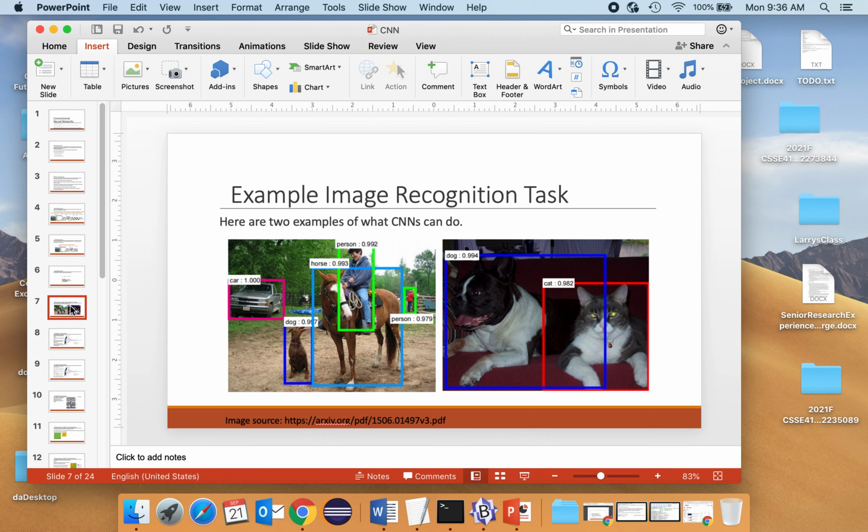So what are some image recognition tasks that CNNs can do? Here's an example. It can recognize the car, and a person, and a horse, and a dog, and another person. In this image, a dog and a cat. And again, these are the probabilities, if you want to interpret them this way, of a successful recognition. So that's pretty cool stuff. And again, even if the car were over here or over here, it would successfully recognize it as a car.